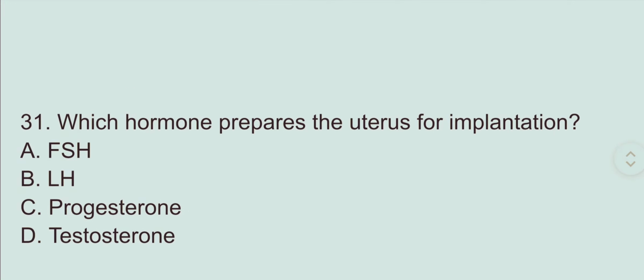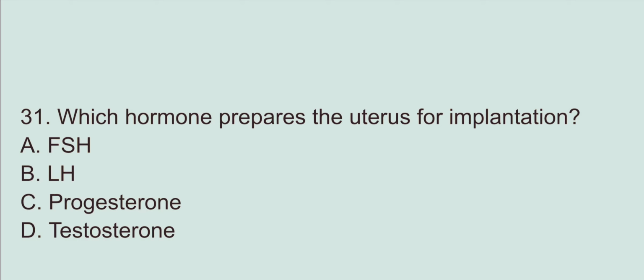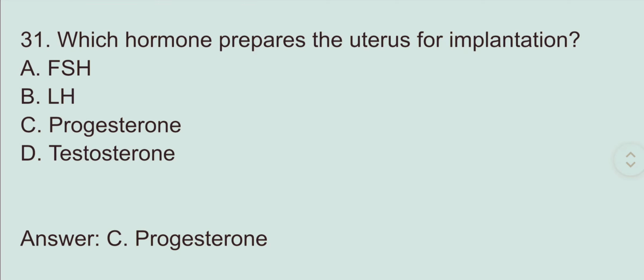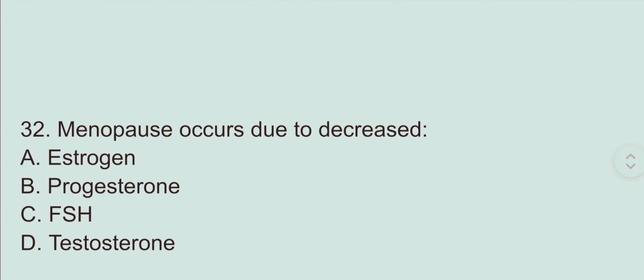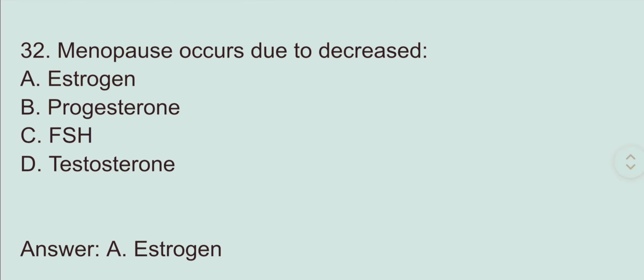Question number 31. Which hormone prepares the uterus for implantation? The correct option is option C, progesterone. Progesterone prepares the uterus for implantation. Question 32. Menopause occurs due to decreased. Correct option is option A, estrogen.